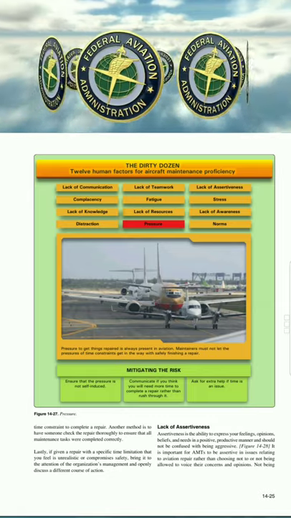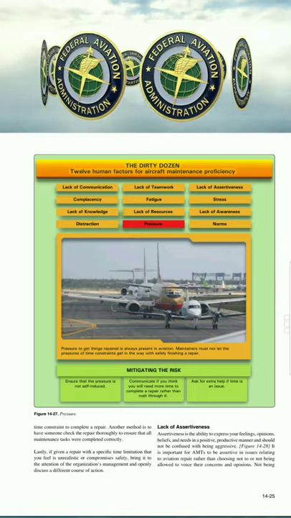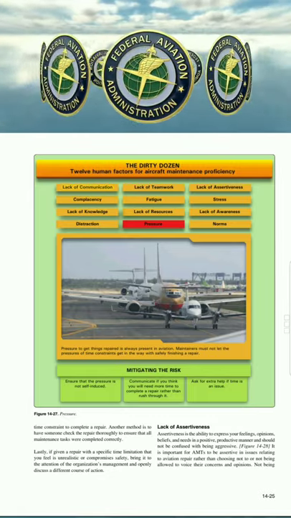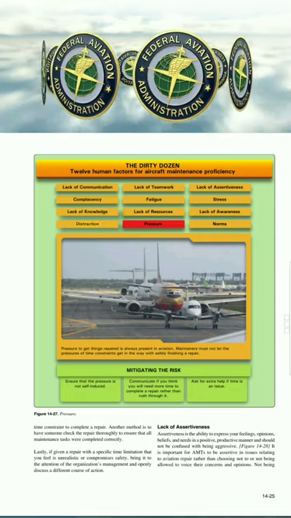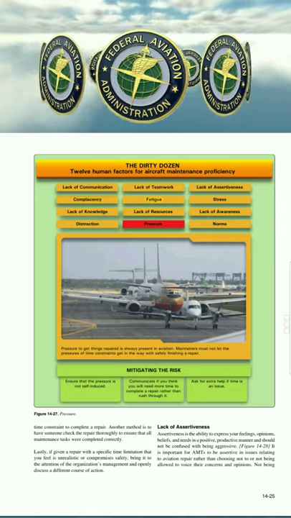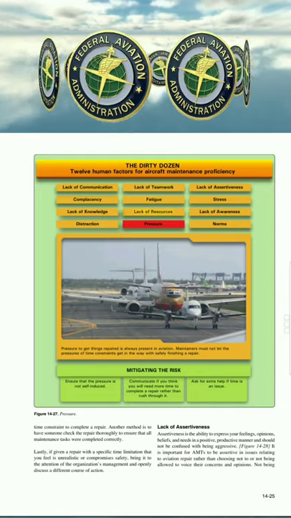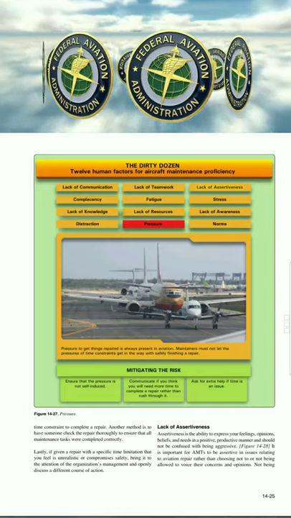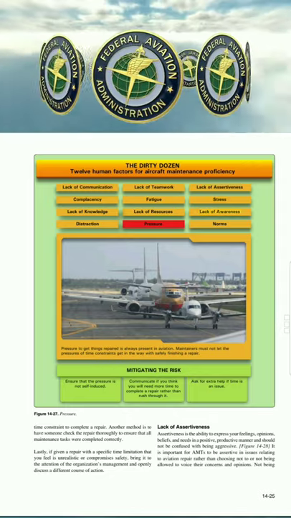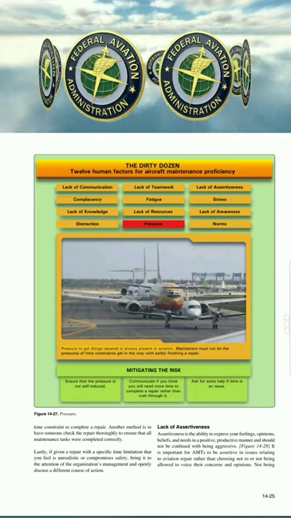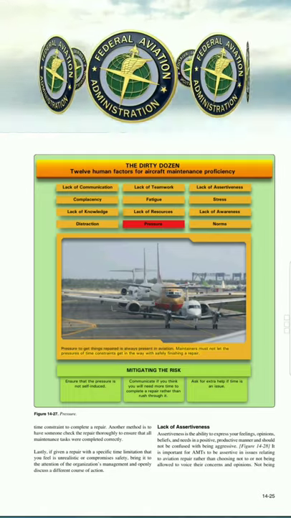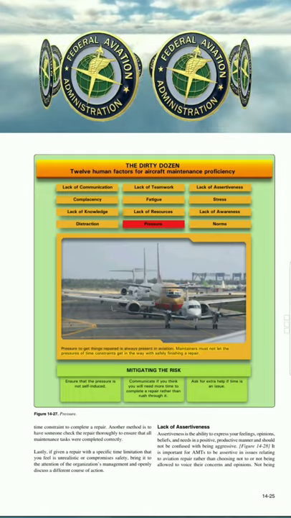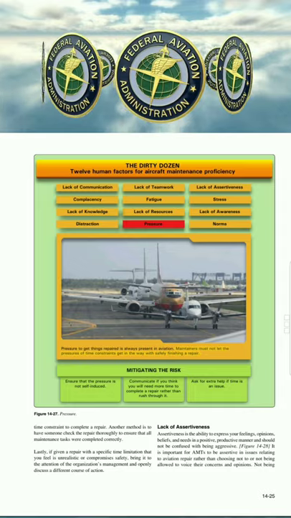The Dirty Dozen: 12 Human Factors for Aircraft Maintenance Proficiency. Lack of communication. Complacency. Lack of knowledge. Distraction. Lack of teamwork. Fatigue. Lack of resources. Pressure. Lack of assertiveness. Stress. Lack of awareness. Norms. Pressure to get things repaired is always present in aviation. Maintainers must not let the pressures of time constraints get in the way of safely finishing a repair.